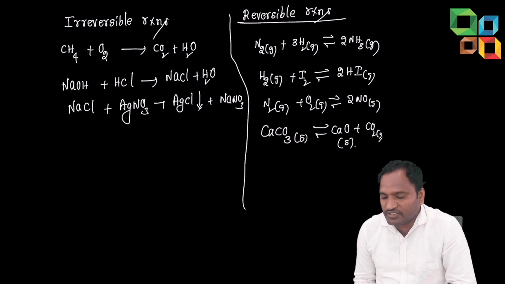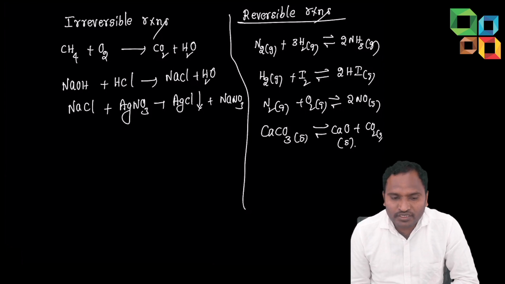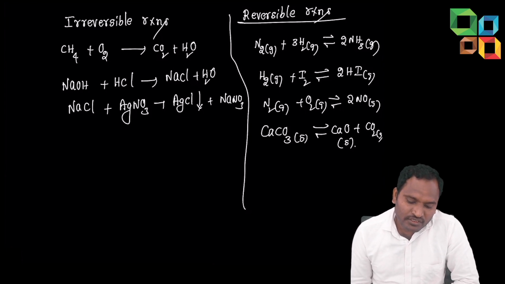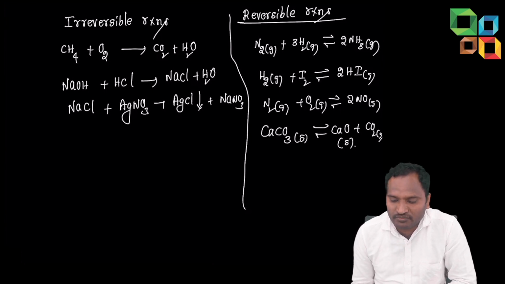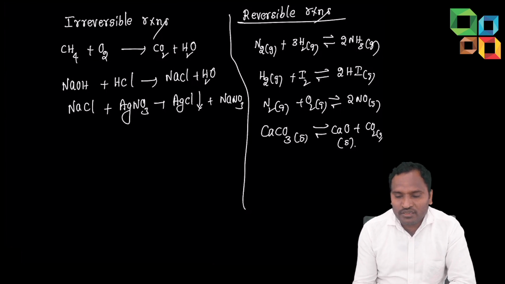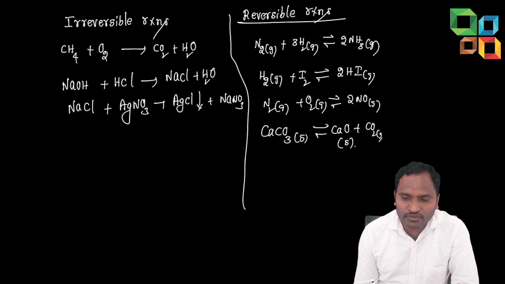Closed container. All these reactions are reversible. It happens in a closed container. Irreversible reactions happen only in one direction. You can't get it back. Here, in the first case, you can't expect any equilibrium.